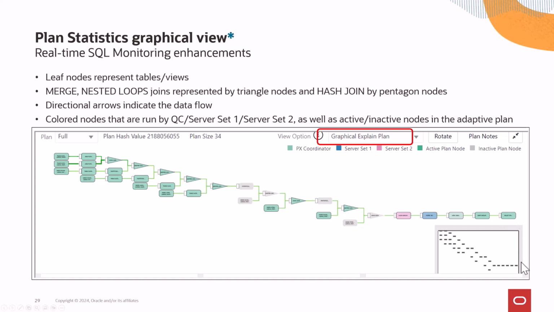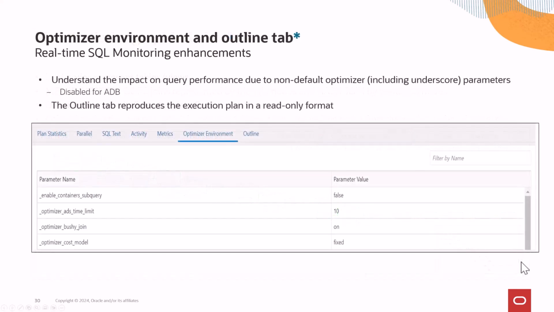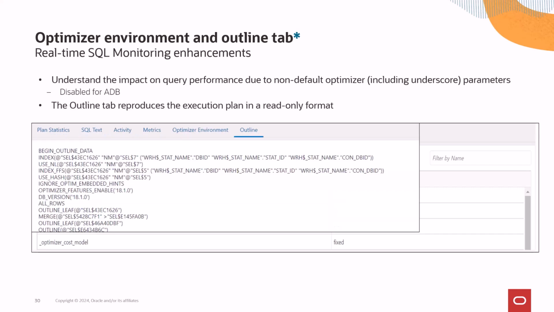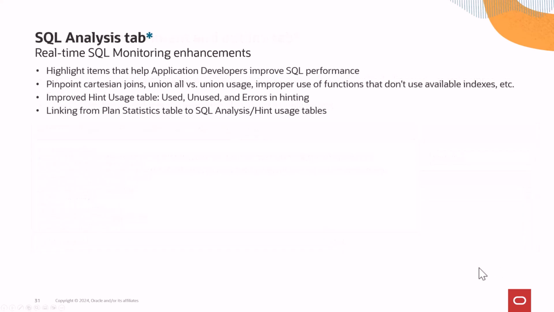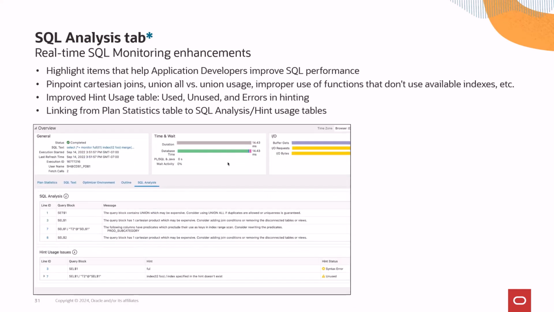And then we have optimizer environment, which gives us the information about the parameters, and the outline tab, which also gives us the statement that can be used to reproduce the execution plan. We have the SQL analysis tab, which is also a new tab, which gives us information about what needs to be done on a SQL to improve its performance.